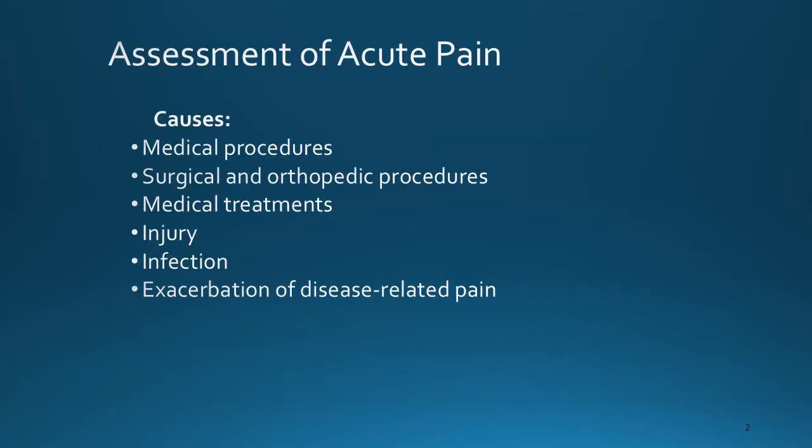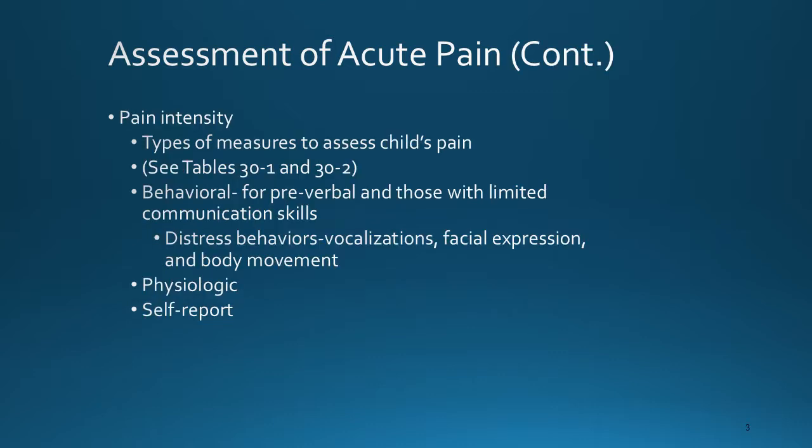The causes of acute pain in children could be medical procedures, surgical and orthopedic procedures, medical treatments, injury, infection, and also exacerbation of disease-related pain. There are many pain rating scales available for rating pain in children. In your textbook, there are many examples that are included in the tables.